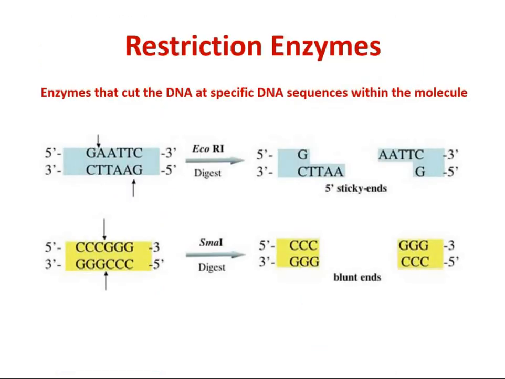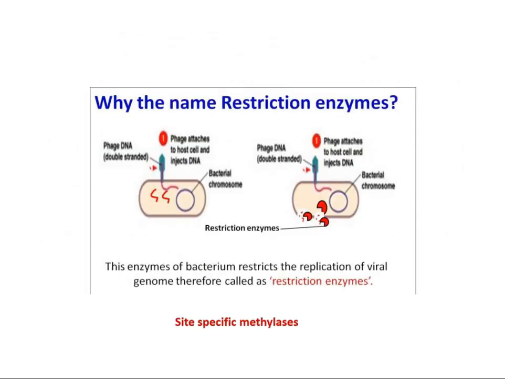I told you about the restriction endonucleases. They are the enzymes that cut the DNA, recognizing a sequence-specific site within the molecule, and they can create either a sticky end or a blunt end. I told you why they are known as restriction endonucleases. They are elaborated by the bacteria, and they restrict the growth of the bacteriophage that infects them. And how is the bacteria protected? These enzymes occur in pairs with a site-specific methylase. This protects the bacteria, and only the phage is digested or degraded.